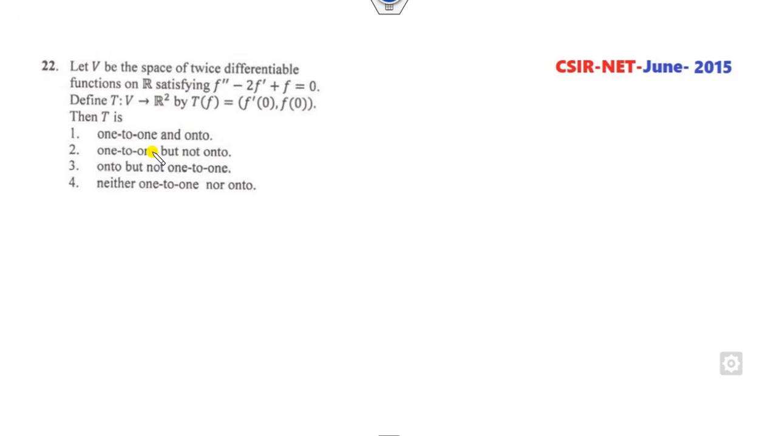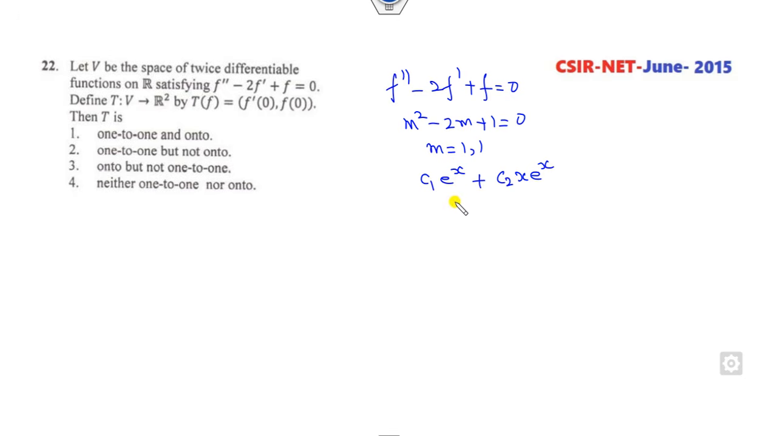Okay, look at the next example. V is the vector space of this. I think that's very simple. You can simply solve this one. So m will be 1, 1. So the solution will be here, plus C2 x e raised to power x. So this is my f. Now you can take its derivative, f dash is c1 plus c2 x plus 1 of e^x.